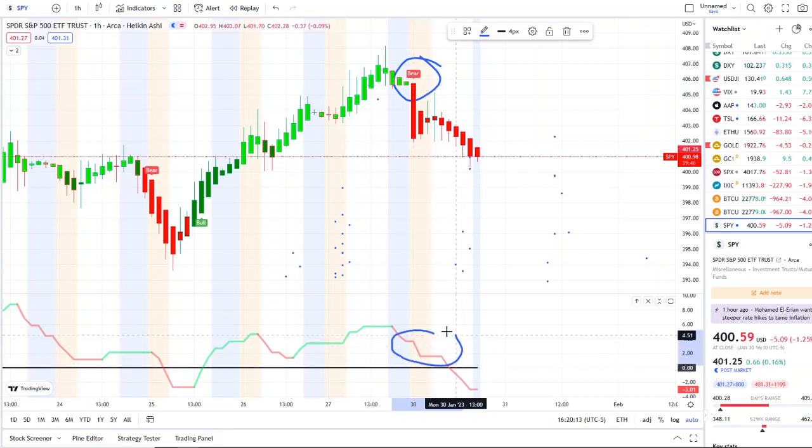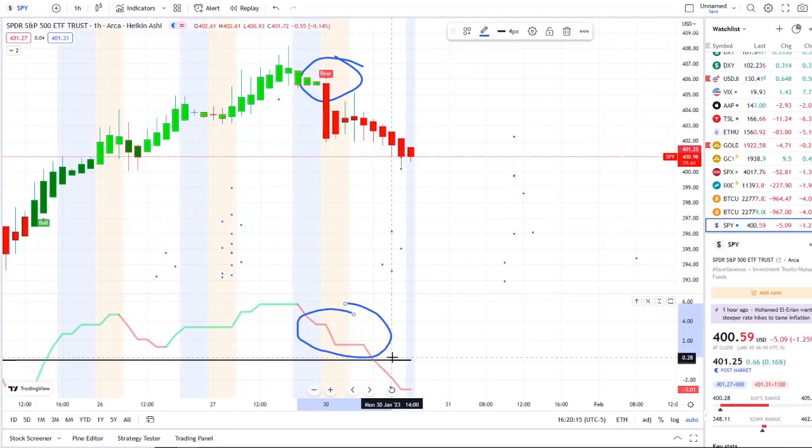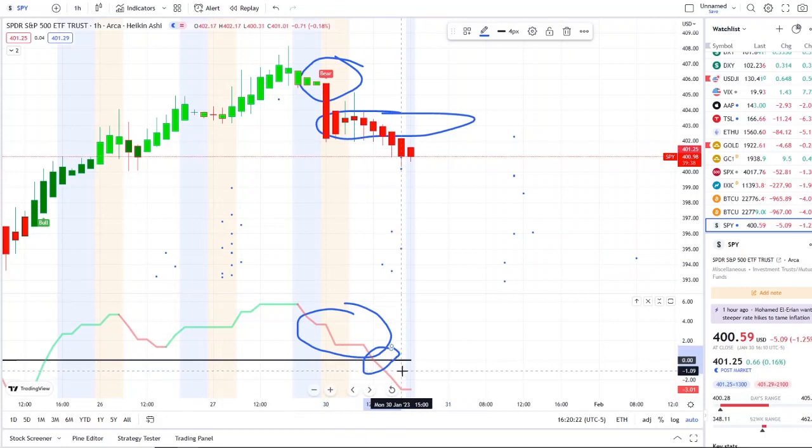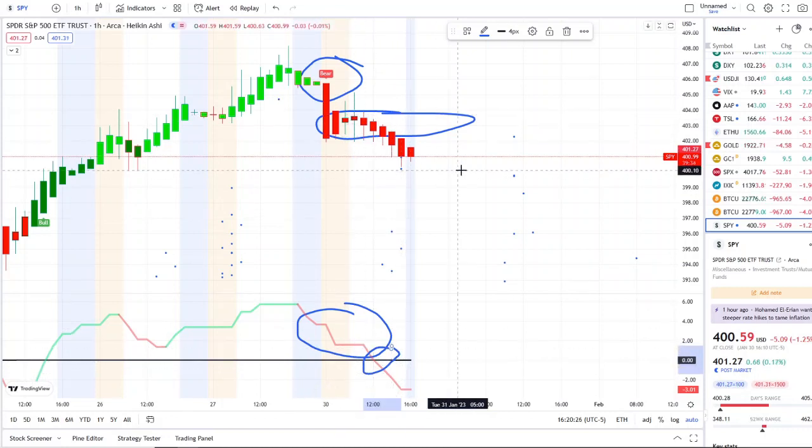The outflows had begun, but they had not crossed. They crossed around the middle of the day once things crossed 402, 403, and you could see those outflows crossing to the downside on the second half of the day. And here we are with the SPY fighting to stay above 400. This is critical. This is crucial.